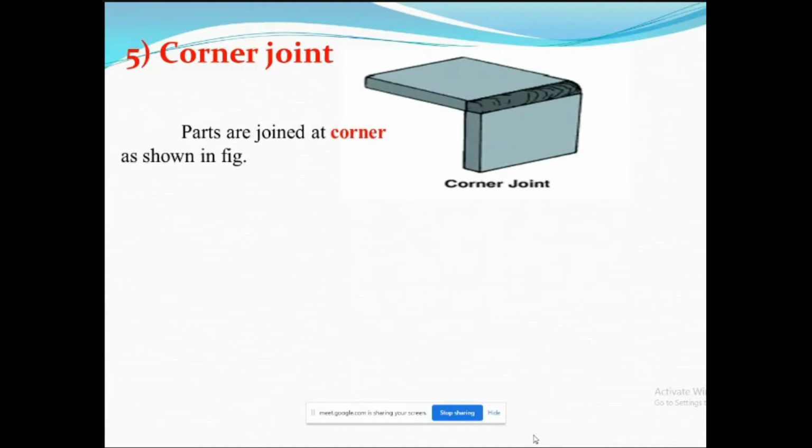Parts are joined at the corners as shown in the figure, that is your corner joint. If these two plates are cut and joined in the perpendicular direction, we put some filler material on these parts, and then it gets a corner-like shape after the welding. That joint is nothing but your corner joint.